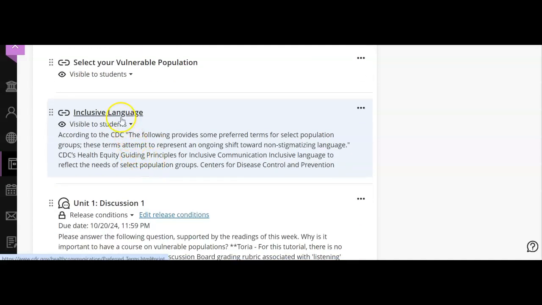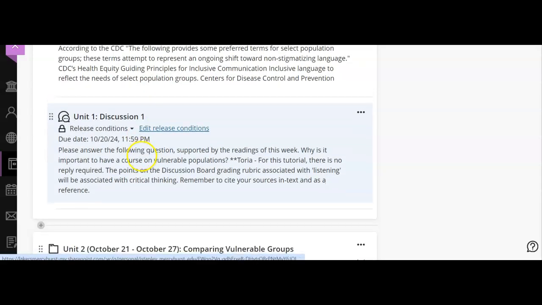This is very quick, but it's from the CDC, and it speaks to inclusive language. So persons living with a certain illness might be a better term. I'll let you read through these groups, but it really represents that ongoing shift toward non-stigmatizing language. This is from the Centers for Disease Control.